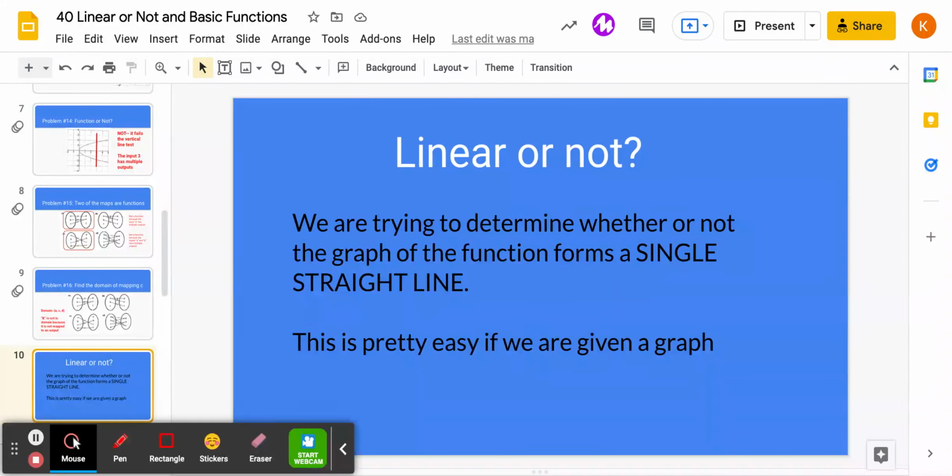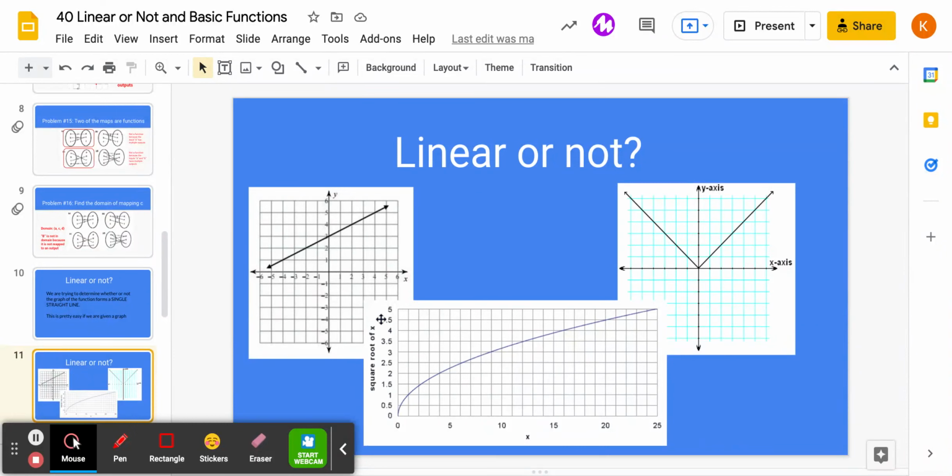Before we were asking, is it a function or not? Now we're asking, is it linear? And it's really easy to determine whether or not something is linear, especially from a graph. So let's take a look at 3 different examples. I am positive everyone looking at this one here on the left, this is 100% linear because it is a graph of a line. All right, that is linear.